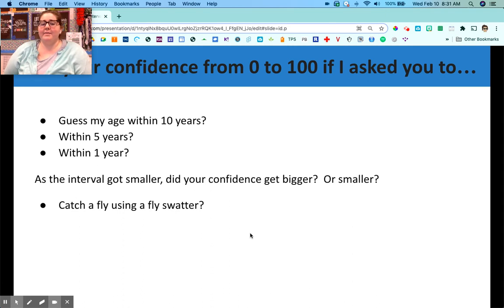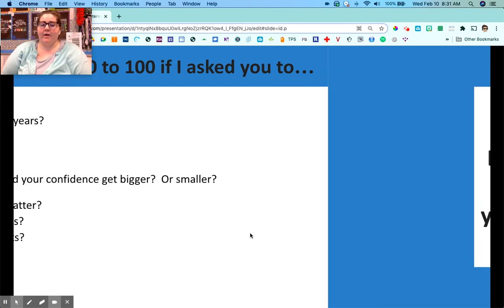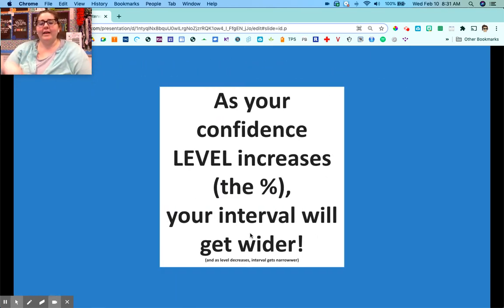So I can go through the same example. How confident are you that you could catch a fly using a fly swatter? That you could catch a fly using a pair of chopsticks? That you could catch a fly using a pair of toothpicks, right? As your tool gets smaller, your confidence goes down. So as your confidence level increases, the interval will get wider, and vice versa. As your confidence level decreases, your interval gets narrower. So the more confident you are, the wider your interval. The less confident you are, the smaller your interval.